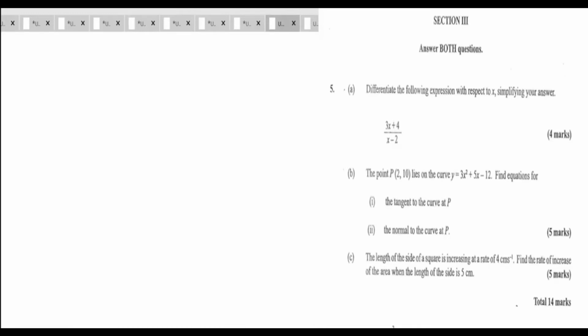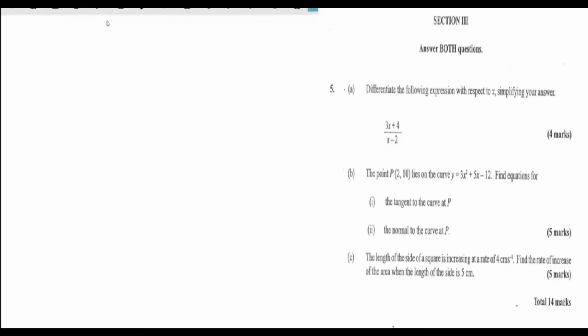With respect to x. Differentiate the following expression with respect to x. I like to call the expression y. So let y be equal to the expression they have: y equals 3x plus 4 over x minus 2.